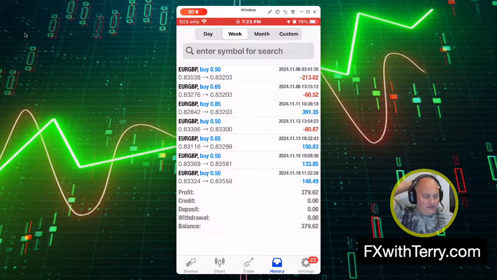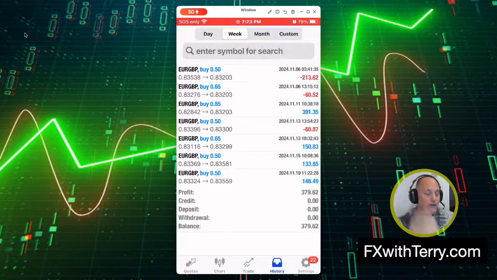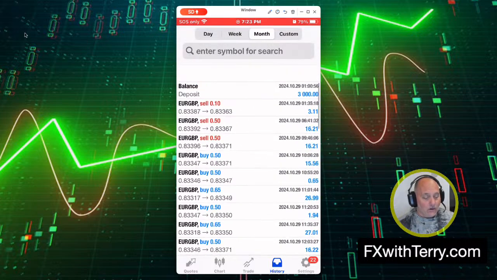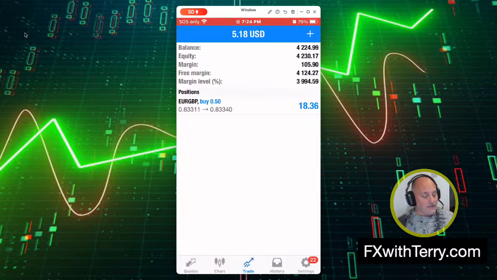Listen, on a $4,000, I think I started this at a $3,000 account. If we go back in history here, not that long ago, I started it on the 29th. So that's been 2.5 weeks. That's not bad. So it's made $1,224 in 2.5 weeks on a $4,000 account. Pretty low risk because Euro GBP is a slow mover.